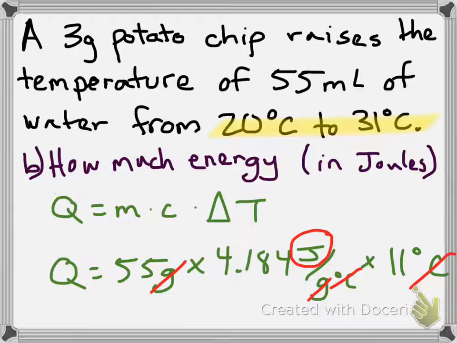When you plug this into your calculator, you are just plugging the numbers in, so you should do 55 times 4.184 times 11, and Q equals 2531 joules. So that's the amount of energy that goes into the water from the potato chip.